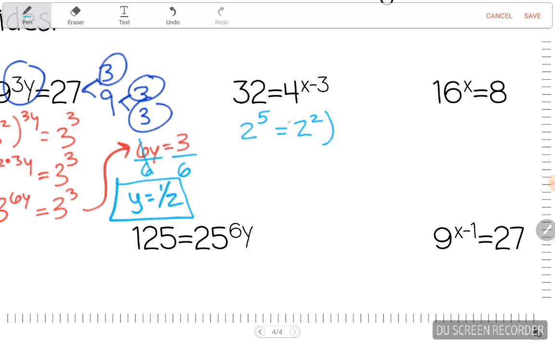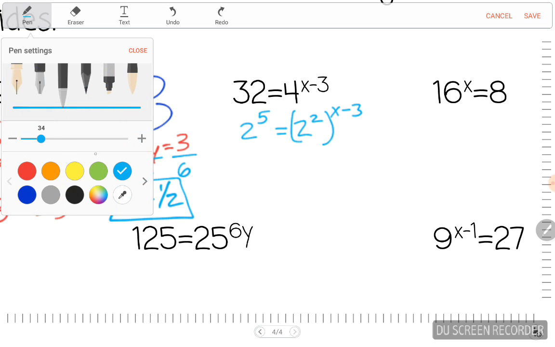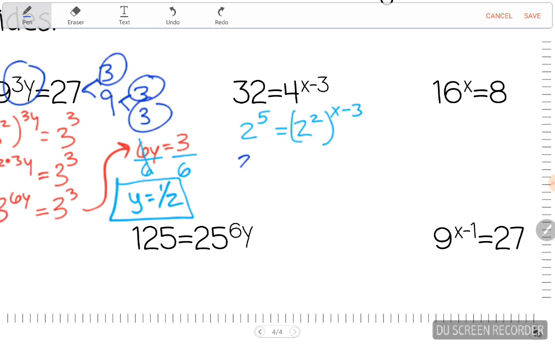And then 4 is going to be 2 squared, and then I make sure I put that in parentheses and include this exponent. Again, I have a power to a power, so I'm going to multiply. This becomes 2 to the 5th equals 2 to the 2 times x minus 3. So I need to make sure I distribute this. So 2 times x minus 3 means I really have 2 to the 5th equals 2 to the 2x minus 6. That's because I'm multiplying the whole exponent there.